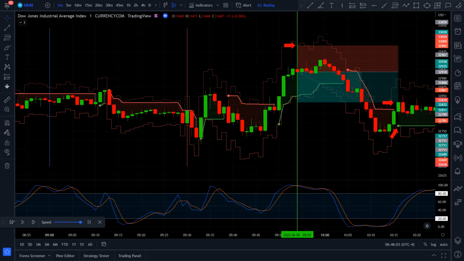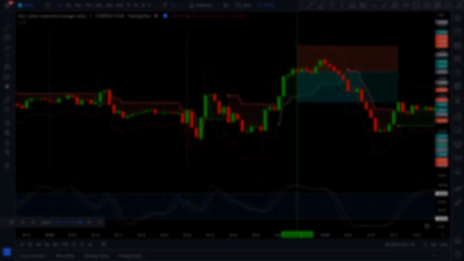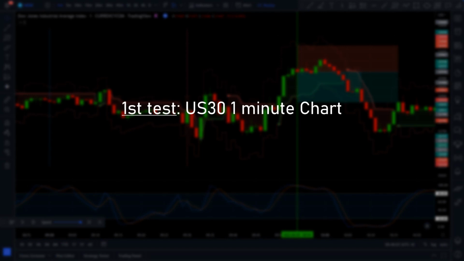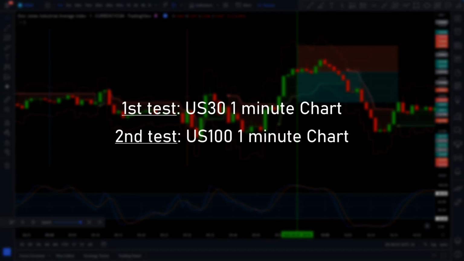Keep in mind we can only take the first valid entry after the range breakout. So this strategy will give you 1 trade opportunity per day. I hope everything was clear. Now let's see the 2 backtests. First, I will backtest the strategy on the US 30 index, then on the US 100 index. I do it this way to increase the number of trades.